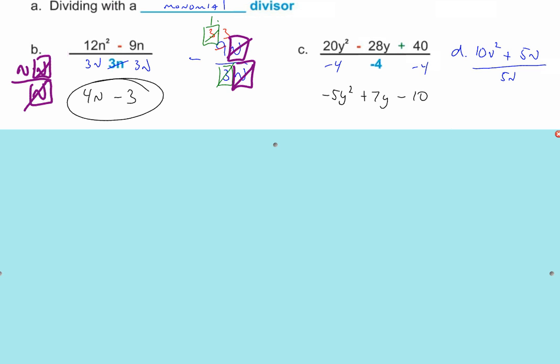Sounds like Quantico is cranking up today. 10n squared plus 5n divided by 5n.